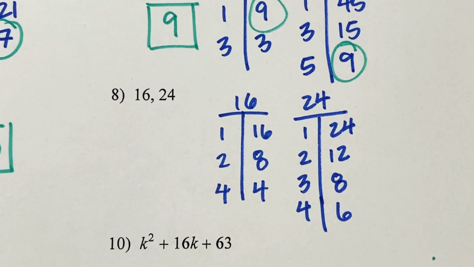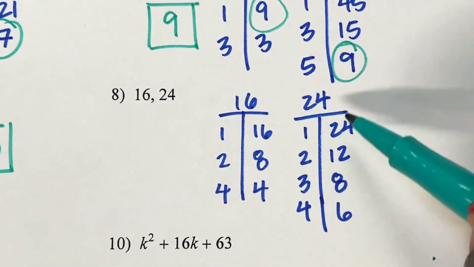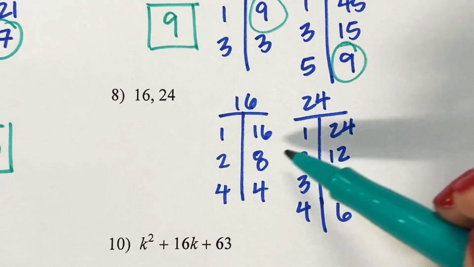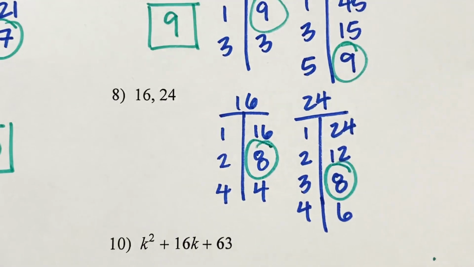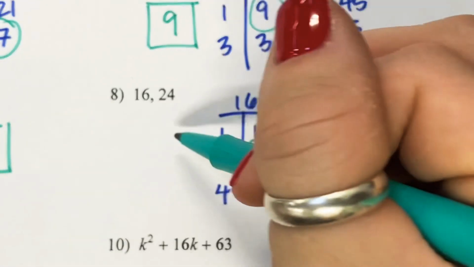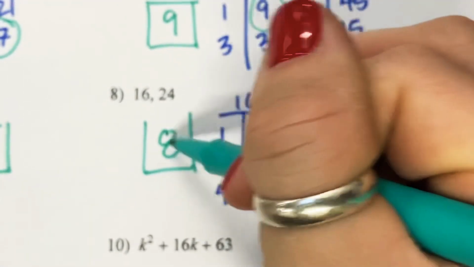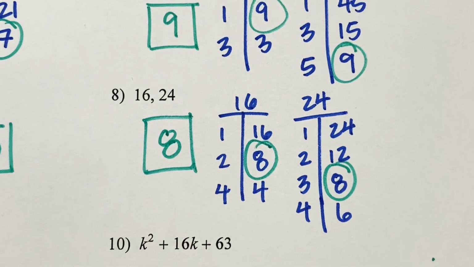Okay, so what's our GCF of 16 and 24? 16 is not on both lists. 8, is 8 on both lists? Yep. So we know that 8 is our GCF of 16 and 24.